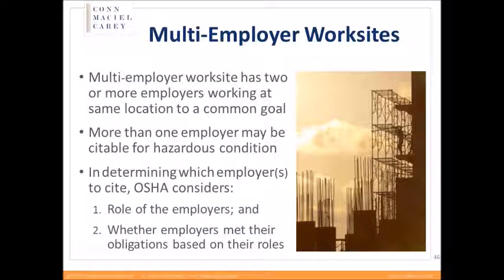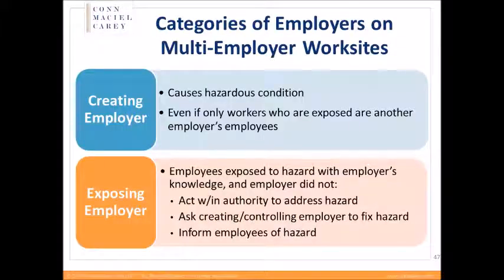In these circumstances, more than one employer may be cited by OSHA if a hazardous condition is discovered during an inspection or if an accident occurs resulting in an employee's injury. And in this instance, the employer could actually be held liable even if its own employees weren't actually exposed to that hazardous condition. All of the different employers on the worksite have a different role, and OSHA assesses their liability based on the particular role that they have.